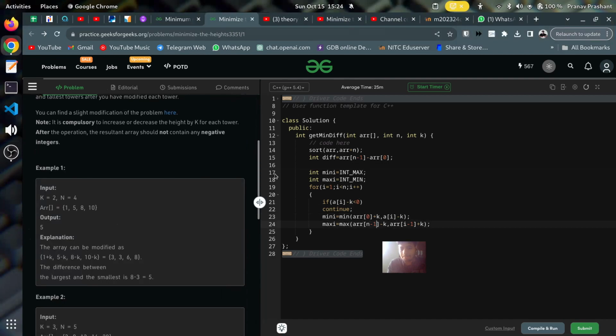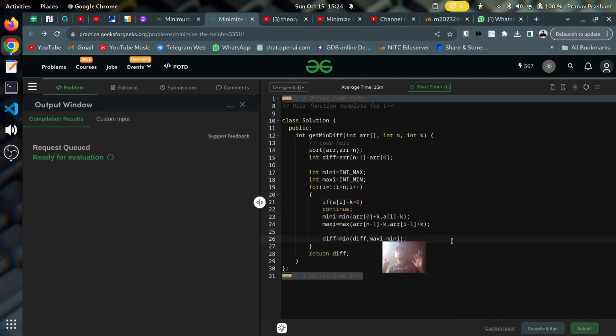After each iteration, we'll update the answer with the base value or the difference between maxi and mini, and this will update after each iteration, and we will simply return the difference. This is the simple approach of this question.